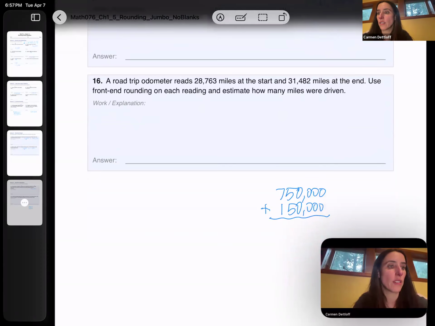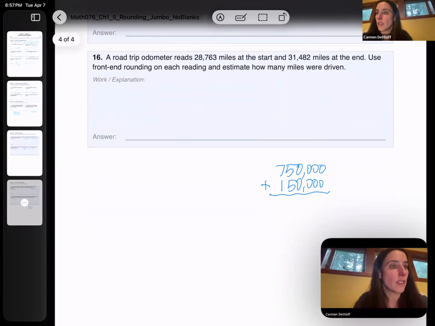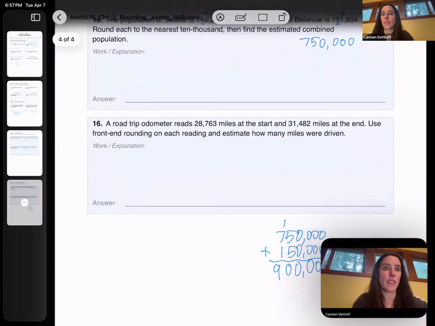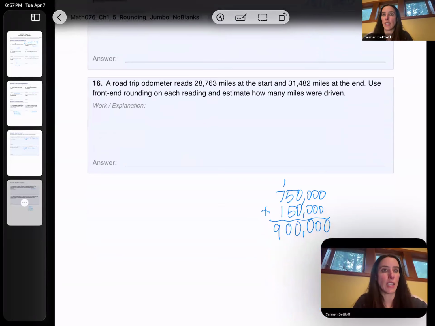You can use your calculator or you can use your mental math. We've got 0, 0, 0 over here. The 0, carry the 1, and I get 900,000. That looks great.